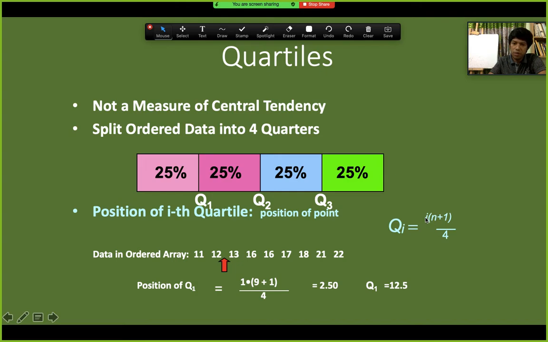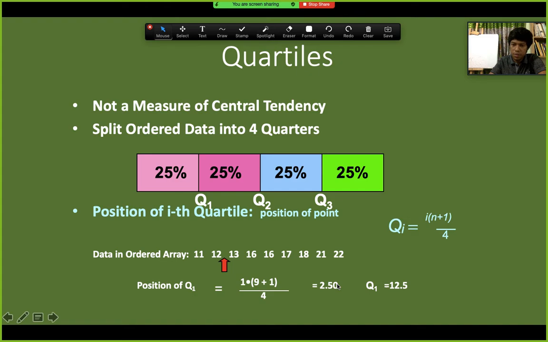Suppose in this case we want to find out the first quartile, so we put i equal to 1. Then we do the calculation, and we get 2.50. That means after the second data and a half, we will get our first quartile. So this is not the value, this is the position. It will tell us the position of the quartile.